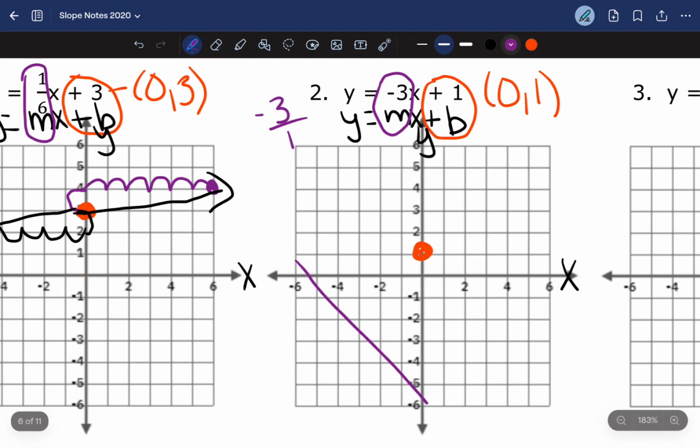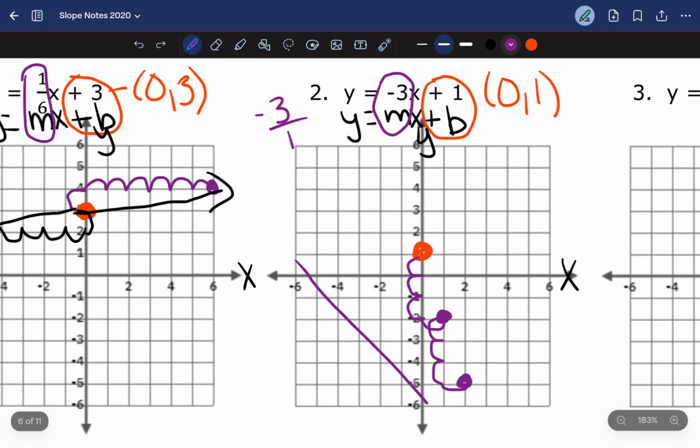So from my starting point, I have to go down 3 units, 1, 2, 3, and then I'm going to go to the right 1. So that would be my next coordinate. And if you want to keep plotting, you just have to keep following that pattern. So you would go down 1, 2, 3, and then to the right 1. Oops. And then you would run out of space in that direction.